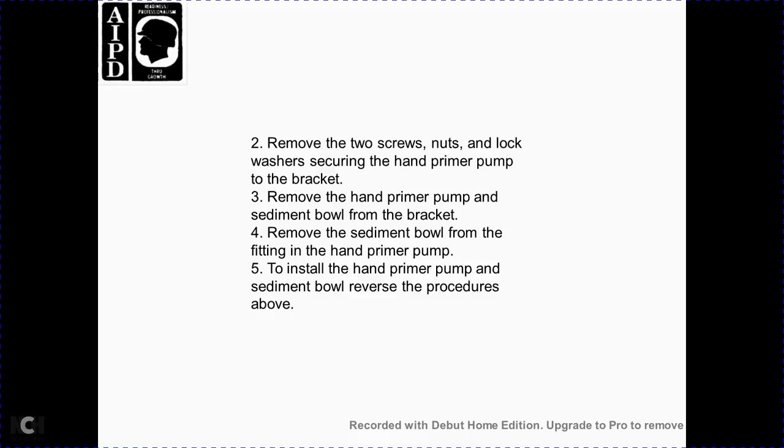Remove the 2 screws, the nuts and the lock washer securing the hand primer pump to the bracket. Remove the hand primer pump with the sediment bowl and the bracket. Remove the sediment bowl from the fitting of the hand primer pump. To install the hand primer pump and sediment bowl, reverse the procedure above.